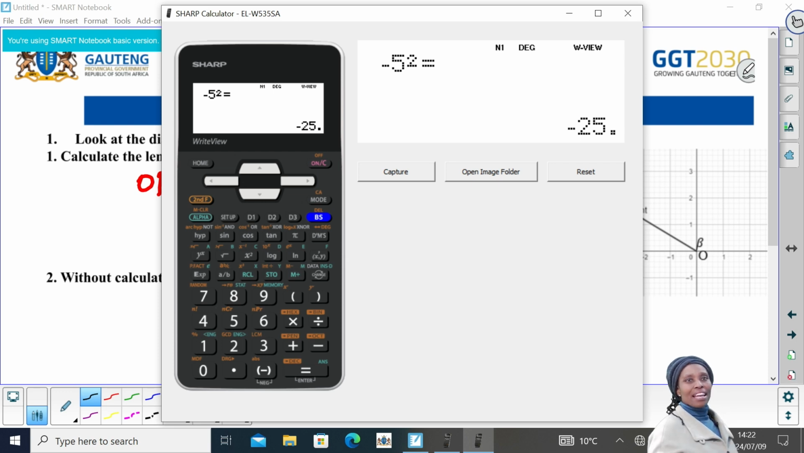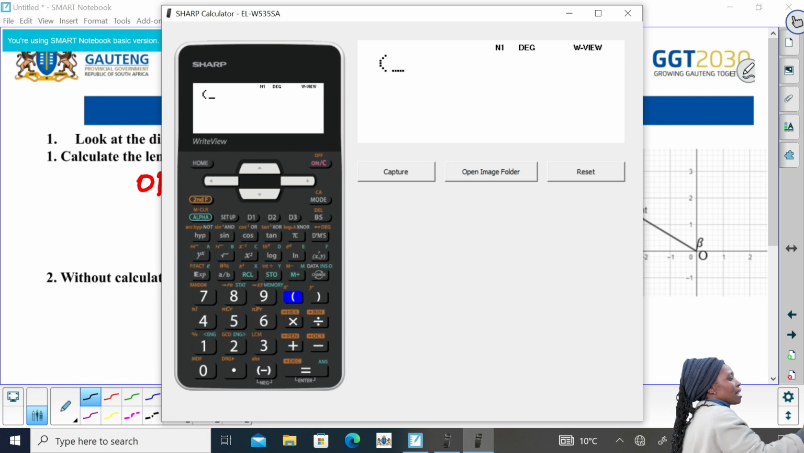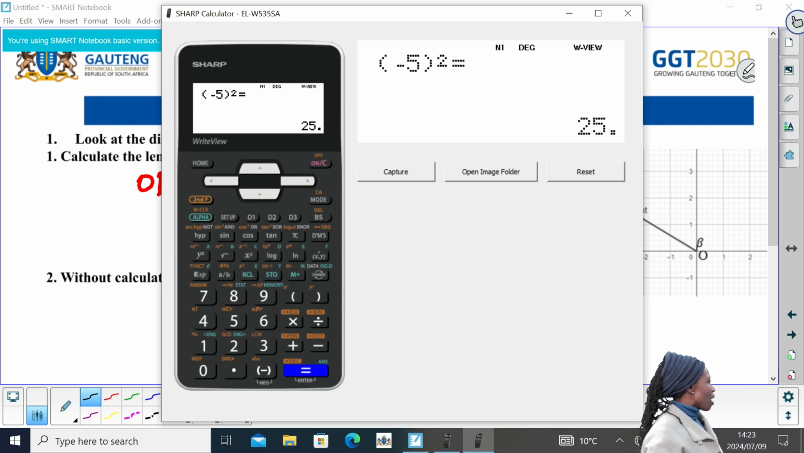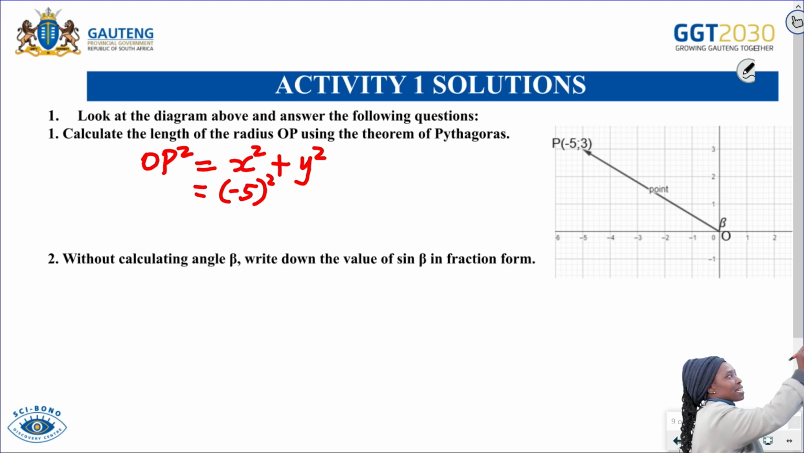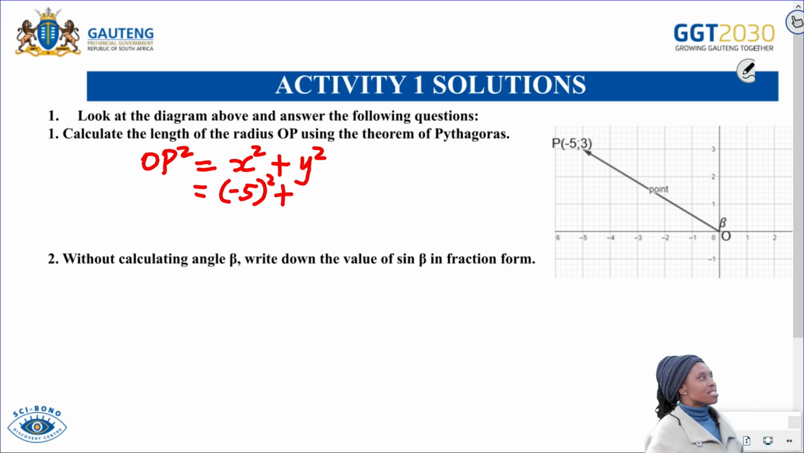and you are not supposed to get a negative value. When you square a negative value, to have the answer positive, you must put the brackets, you put -5 close, and you square it. There you've got 25, a positive 25. So don't forget that. You square, you put inside the bracket, plus my y is 3.